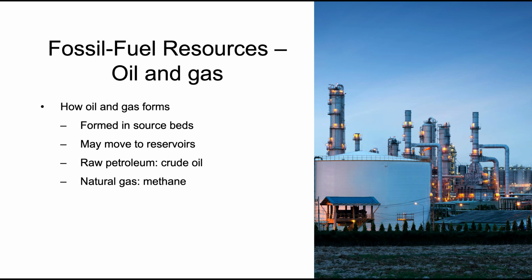Subsequently, once the oil forms or the gas forms in these source beds, it may migrate, and it'll migrate depending on the porosity and permeability, the ability for materials to move through rock. It may make this migration to a reservoir where it can ultimately be recovered as either crude oil, which is the raw form of petroleum, the native form as it comes out of the ground, or as natural gas, which is dominated by the gas methane.